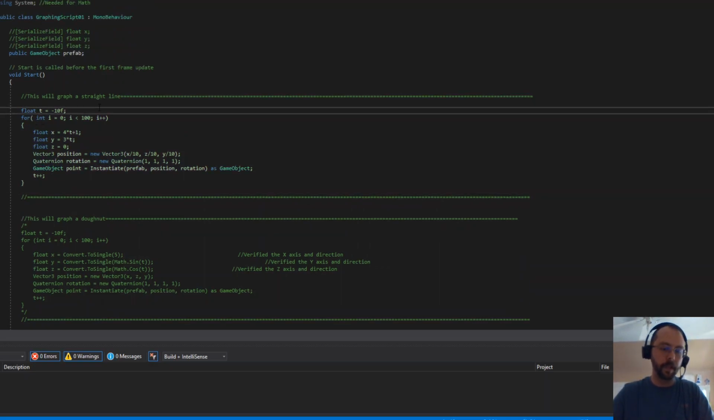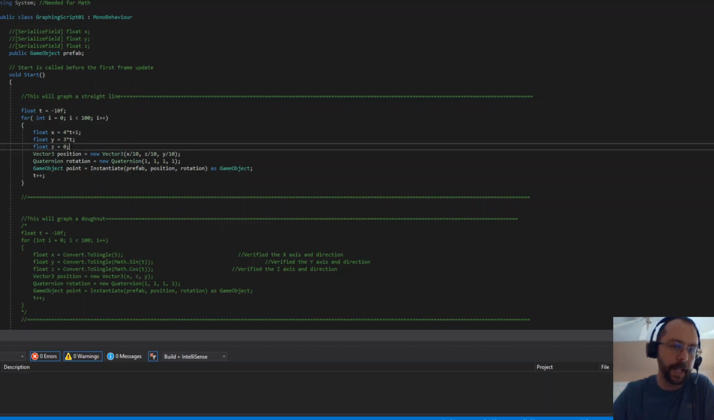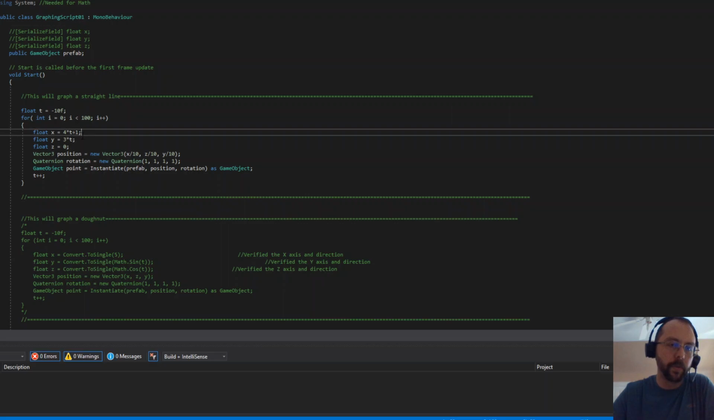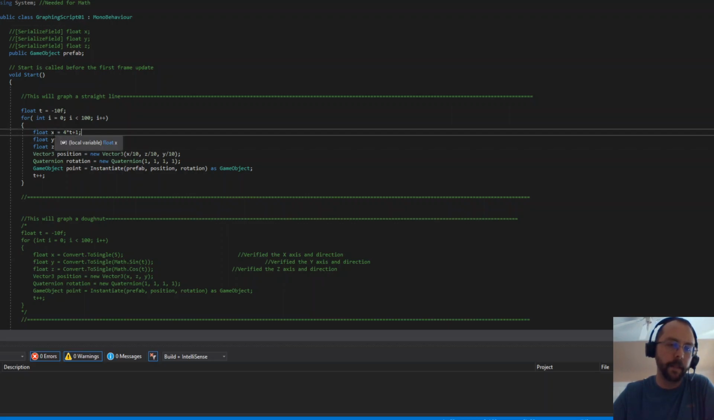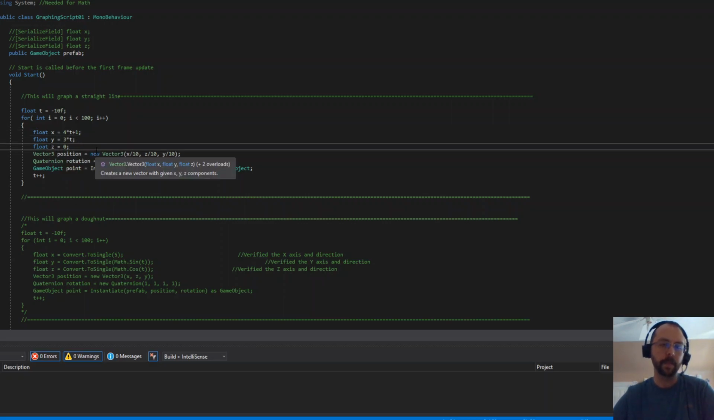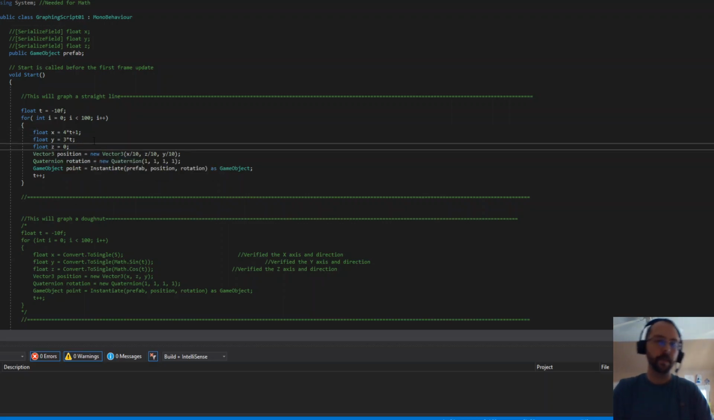This one is actually completely not interesting. This is just a straight line, and for this one I actually have a true parametric equation. It's a three-dimensional parametric equation, where x, y, and z are all functions of t. I have x equal to 4t plus 1, y equal to 3t, and z equal to 0. So let's see what that produces.